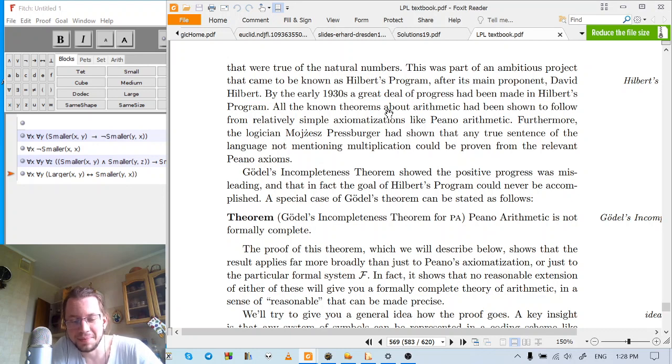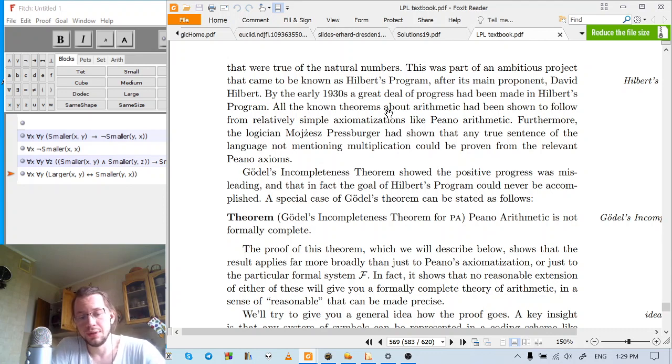Gödel's incompleteness theorem showed that the positive progress was misleading, and that in fact the goal of Hilbert's program could never be accomplished. A special case of Gödel's theorem can be stated as follows. Theorem, Gödel's incompleteness theorem for PA, which stands for Peano arithmetic: Peano arithmetic is not formally complete.